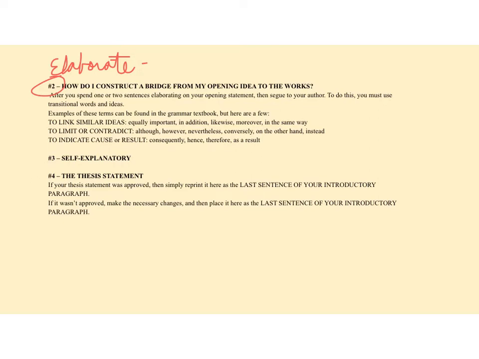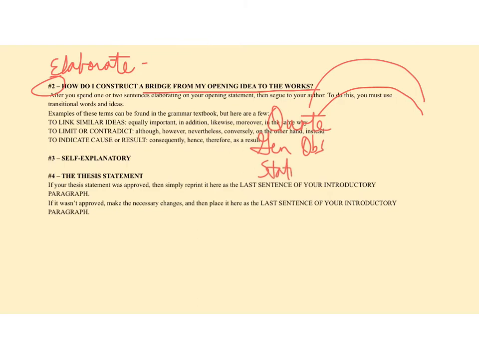Number 2 is trying to get you to create a bridge from the opening idea to the works of literature. So you can visualize it like this. You want to go from your quote or your general observation or your statistic. And remember, you've elaborated briefly on this because introductions are all very brief. And somehow you want to get the reader to discuss or to be part of the world of literature.